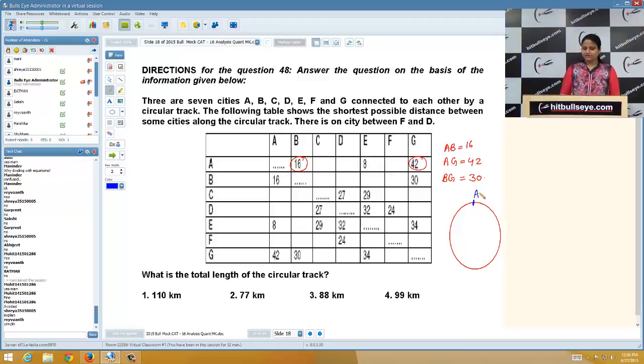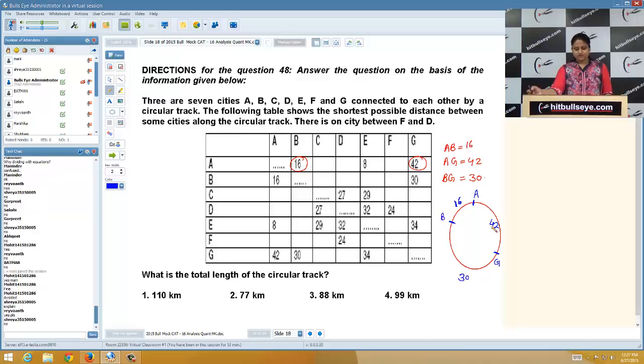Now we want to calculate where B and G are. If we take B here, AB will be 16. Now G cannot come between A and B because AG is 42, which is more than 16. So G will be here on the other side. So BG will be 30 and AG will be 42. Any problem in this? We want to know. Of course, we can see that G cannot come between A and B. Okay. By using this only, we could answer the first question.